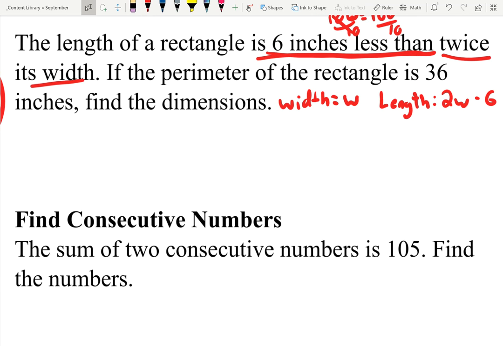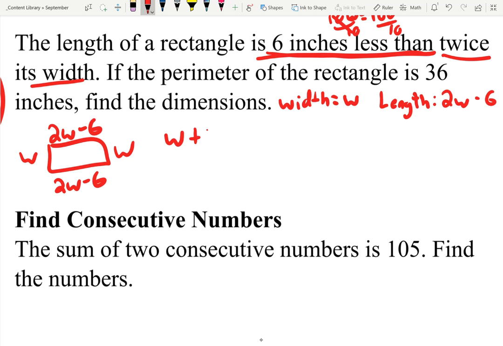Okay, now let's draw our picture. Again, width is W. In this case, the length is 2W minus 6. And now let's make our equation. So all four sides, that'll be W plus 2W minus 6 plus W plus 2W minus 6. And this is equal to 36 for this problem.